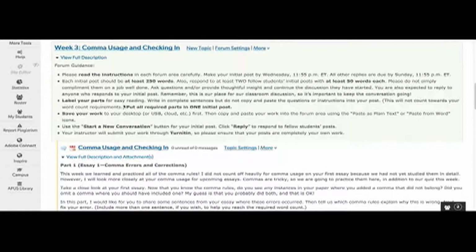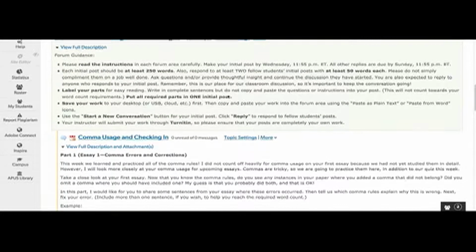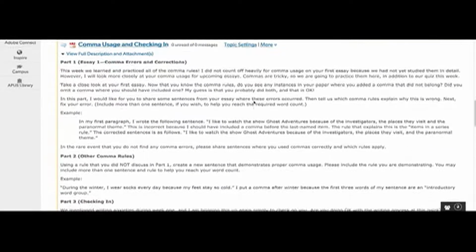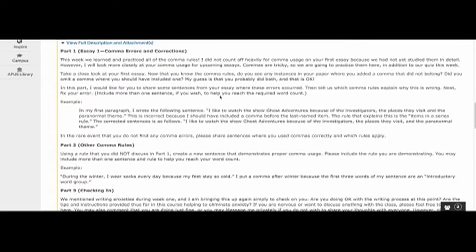And you can label your parts, but please put all parts in one initial post. Save your work just in case there are any timeouts or internet mishaps. And remember to use the Start a New Conversation button for your initial post and click reply to respond to your classmates. Okay, part 1, essay 1, comma errors and corrections.